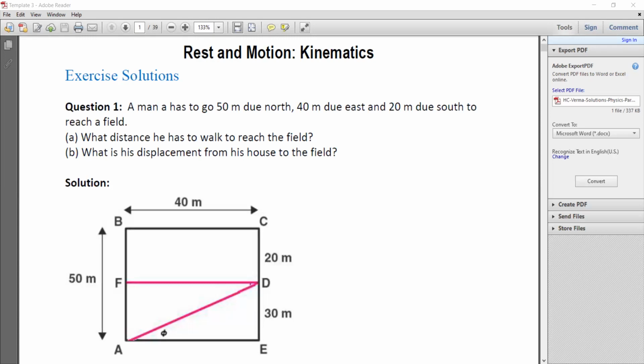Question 1. A man has to go 50 m due north, 40 m due east, and 20 m due south to reach a field. A. What distance does he have to walk to reach the field? B. What is his displacement from his house to the field?